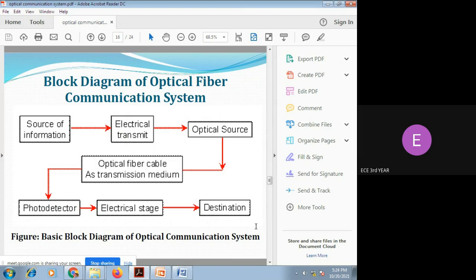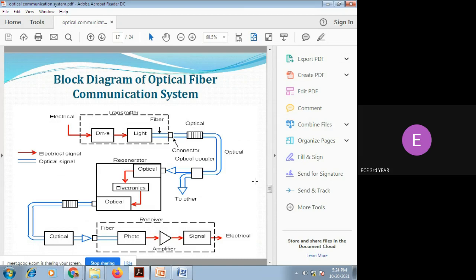This is the basic block diagram of optical communication, the overall block diagram of a fiber optic transmission link. First, the transmitter section. The transmitter section consists of two modules: the drive circuit and the light source. The drive block drives the electrical signal to the source, that is, the light source. This is the major process of the drive circuit.